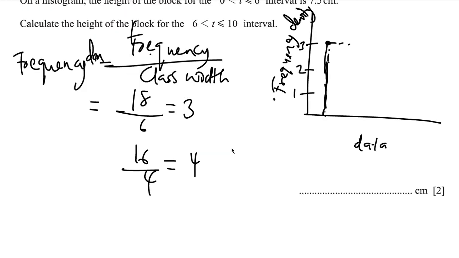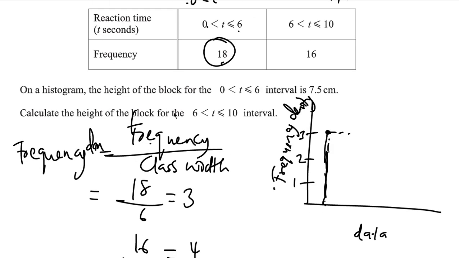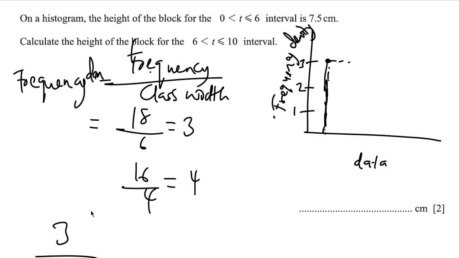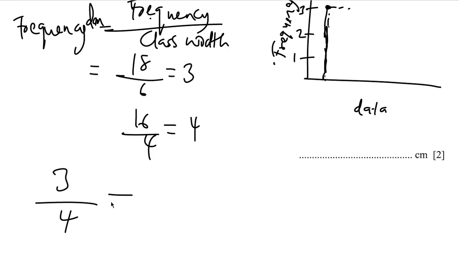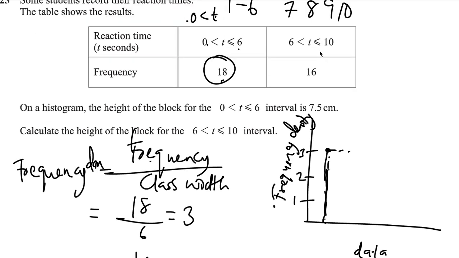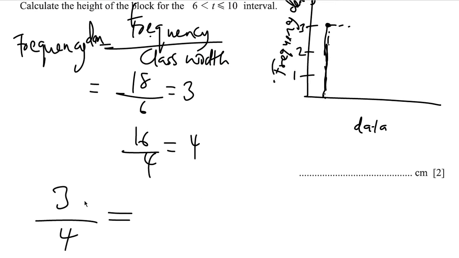So how do we get that? The frequency density of the 0 less than t less than or equal to 6 class is 3, and that of the 6 less than t less than or equal to 10 class is 4. And that's going to be proportional to the heights that are going to be there. The height of the 0 less than t less than or equal to 6 block was 7.5. I can see that it matches with this.